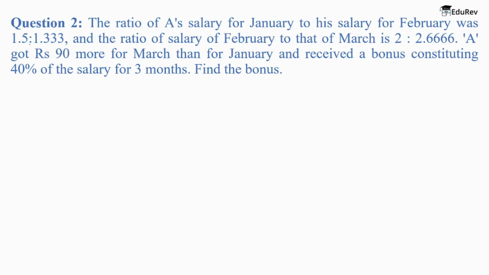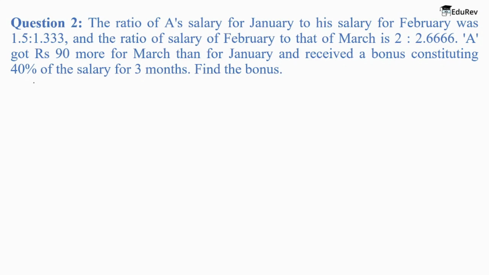Let's do the second question. The ratio of A's salary for January to his salary for February was 1.5 is to 1.333 and the ratio of salary of February to that of March is 2 is to 2.6666. A got rupees 90 more for March than for January and received a bonus constituting 40% of the salary for 3 months. Find the bonus.